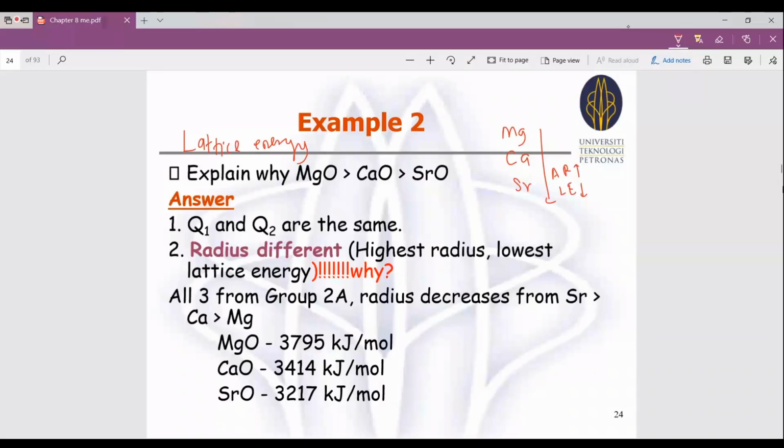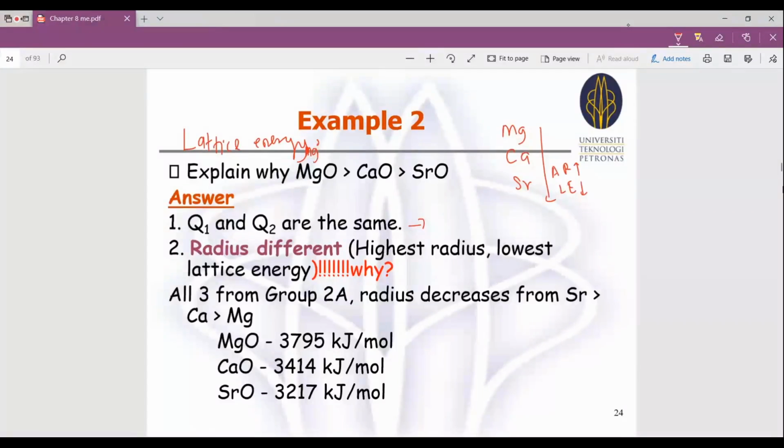Right. So Q1, Q2 are same. What is meant by Q1, Q2 are same? Because Mg2+, O2-, Ca2+, O2-, Sr2+, O2-: same, isn't it? The charge is same. So Q1 and Q2 same.